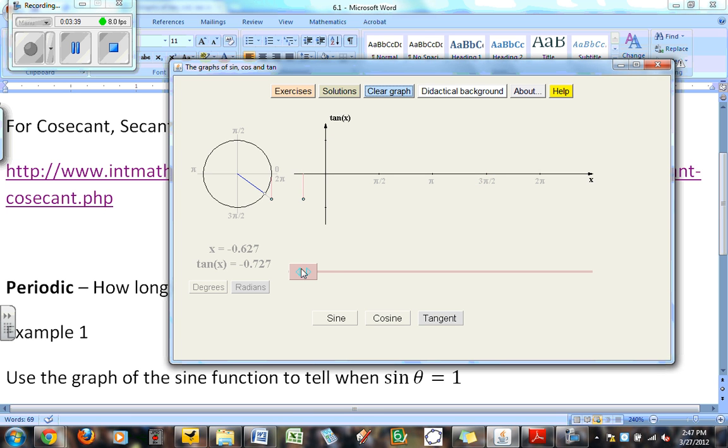Tangent's a little different. I'll clear the graph again. Actually, 0 is a bad place to start. Here I'm starting at 90 degrees, or pi over 2, and then I'm going all the way to 270 before its next asymptote. It has asymptotes at pi over 2 and 3 pi over 2. If I change that to degrees, that's a difference of 180 degrees. So this pattern repeats every 180 degrees.